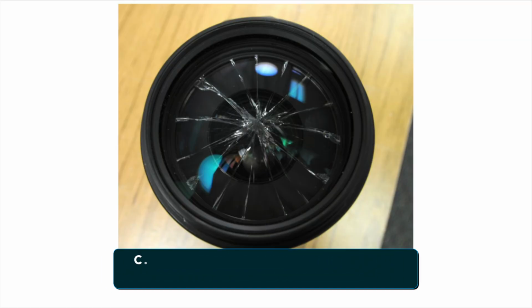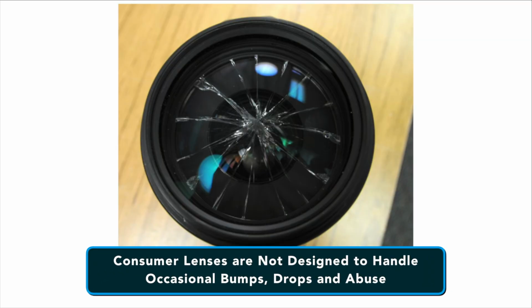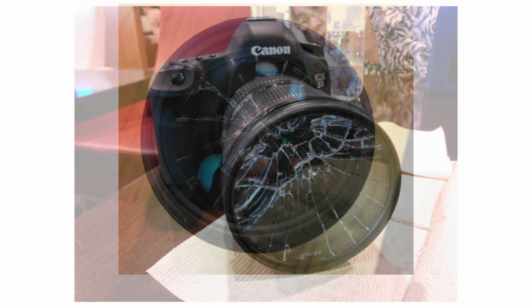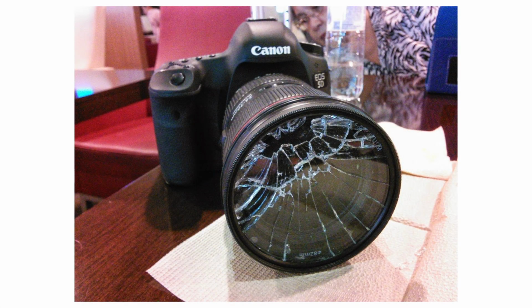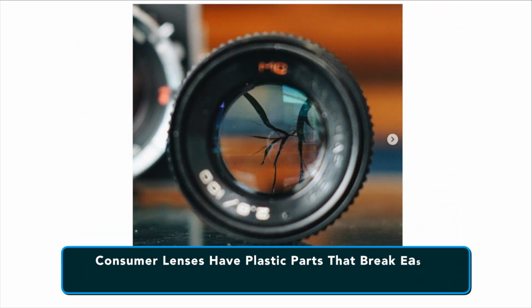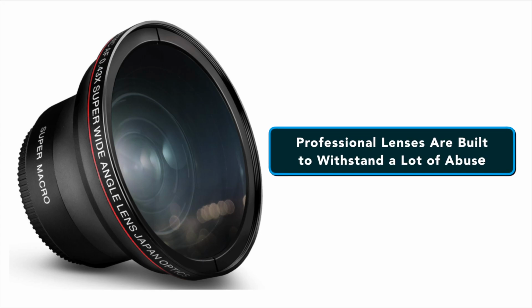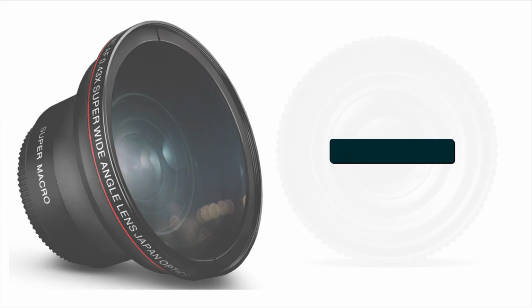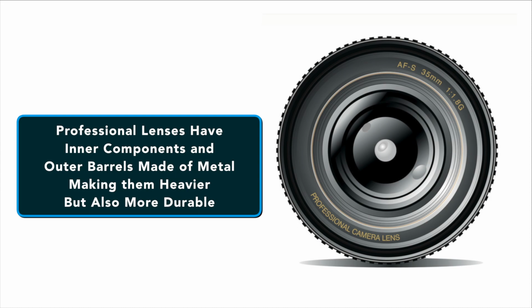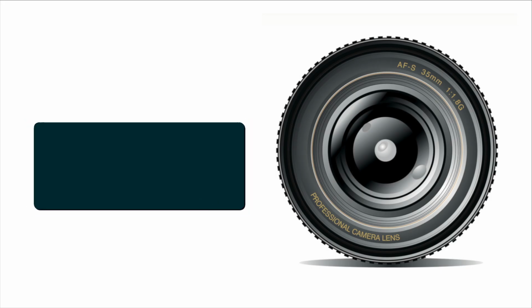Number 12 is the construction. Consumer lenses are not designed to handle occasional bumps, drops, or other types of abuse. Drop one and you might as well buy a new lens, as it costs just about as much to repair it as it costs to buy a new one, maybe even more. Plastic parts tend to break easily or dislocate when hit with enough force. Professional lenses, on the other hand, are built to withstand a lot of abuse. Both inner components and the outer barrel are typically made of metal, which adds a lot of weight but also protects the lenses.